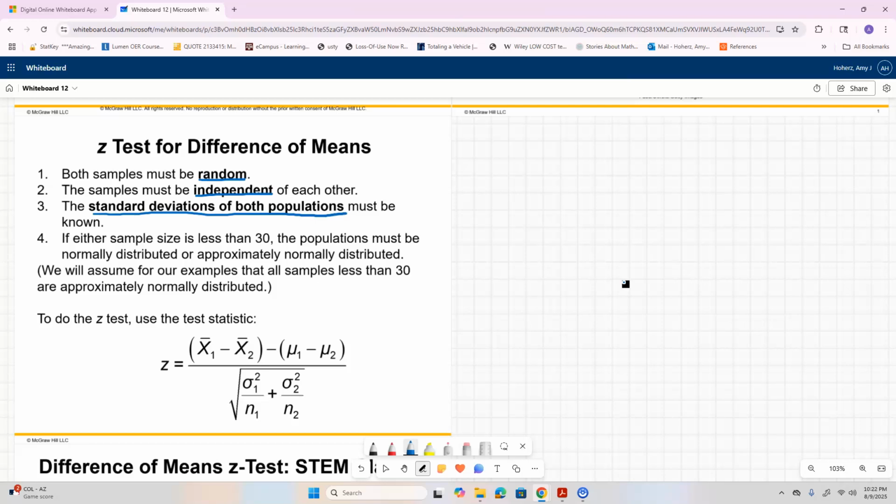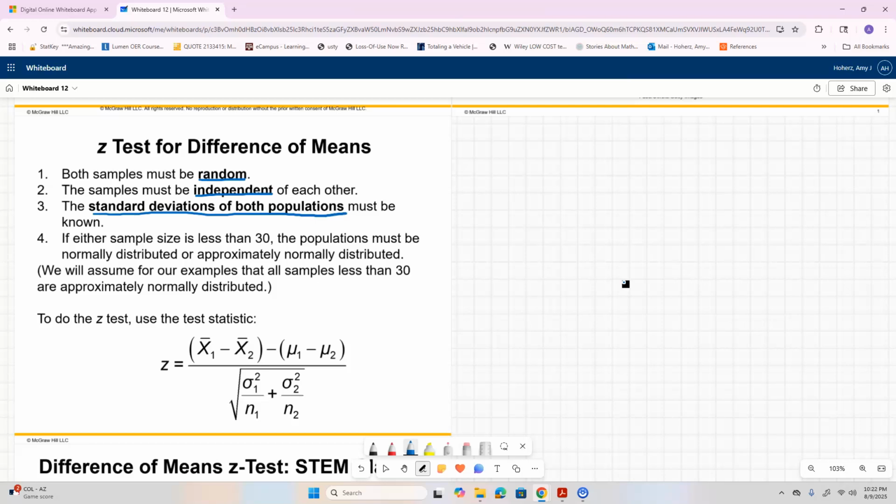But if they're not, if we have a smaller sample, then we want the populations to be normally distributed or approximately normally distributed. And we're just going to assume for all our examples that all samples less than 30 are approximately normally distributed. So you don't have to really worry about that, but just know that is a criteria.